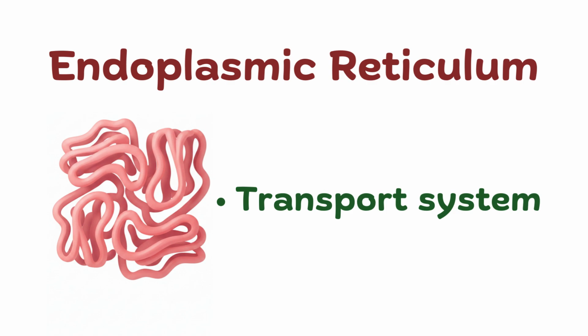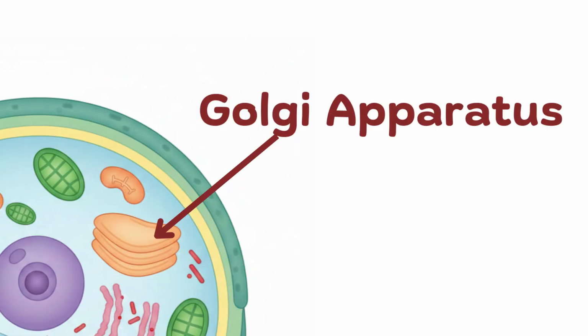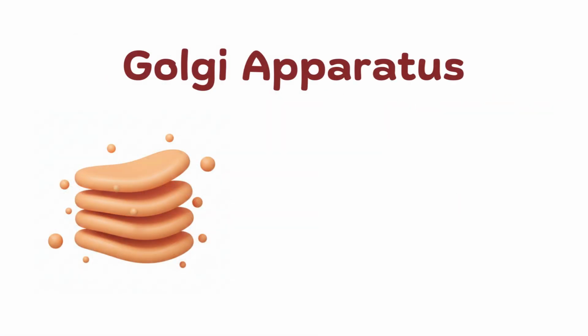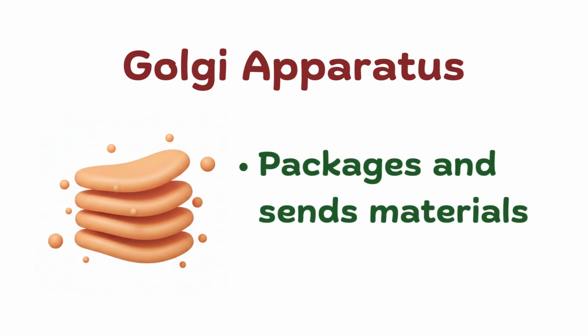It helps move materials from one part of the cell to another and also plays a role in making proteins and lipids. Golgi apparatus. The Golgi apparatus works like a packaging and shipping center.